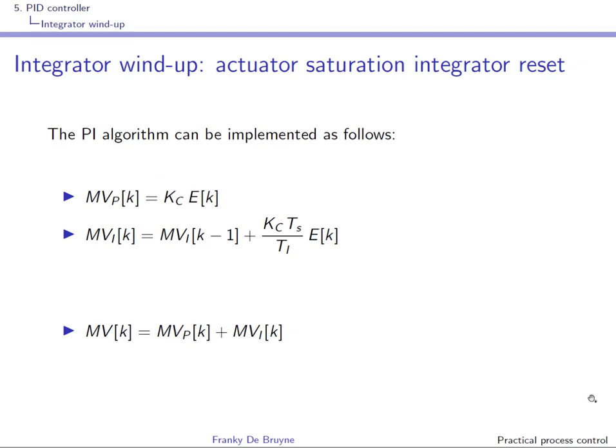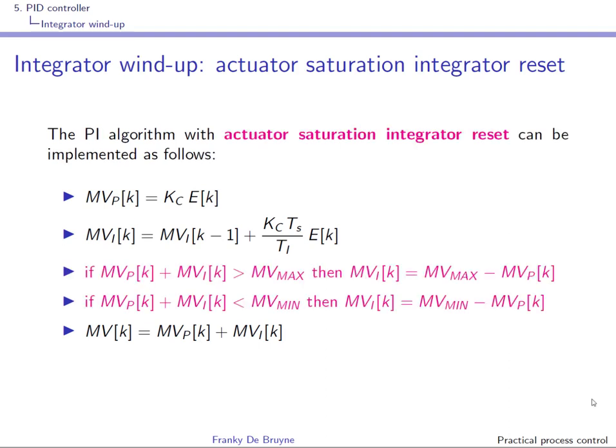Well, the last thing that you have to do is to implement actuator saturation or actuator limitation in such a way that there is no windup of the integral action. And the way to do it is as follows. If the sum of proportional and integral goes above the maximum value, then you have to reset the integrator to the maximum value minus the proportional value.